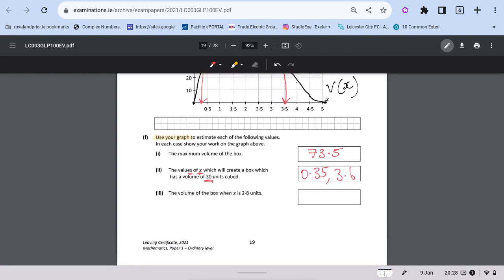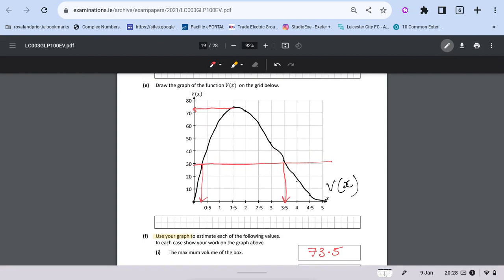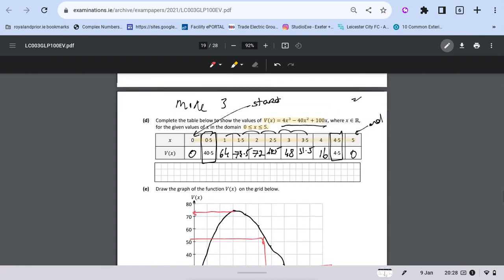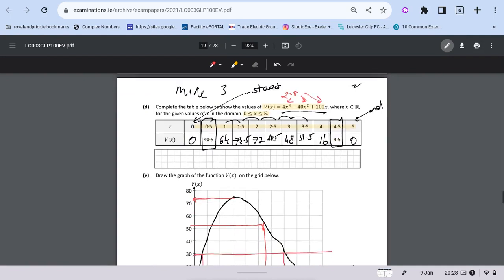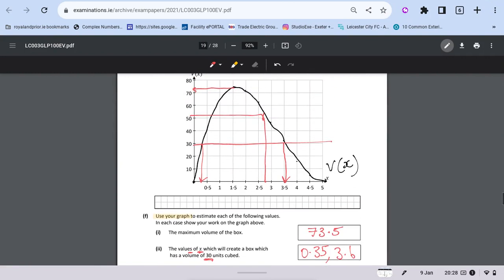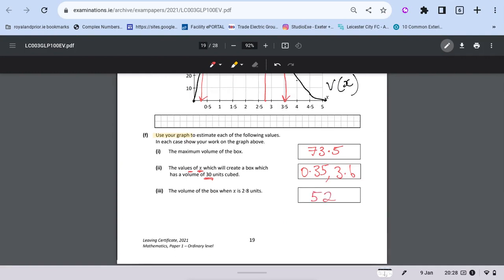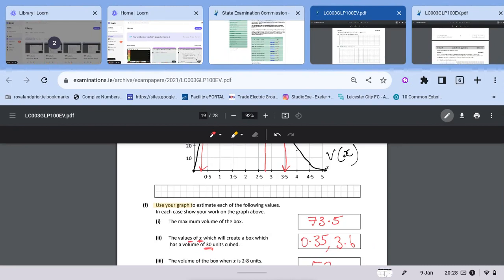And the volume of the box when x is 2.8. When x is 2.8, go up from 2.8 to where it hits the graph, and go across. Now, if you're being cute about it, sub in 2.8 for your x there. That'll give you the perfect answer. My answer's coming in above 50. Wish I had a ruler. Probably about 52, 53. But you could throw it into your calculator and check. And that's it. So go back over those, practice them again and again and again.